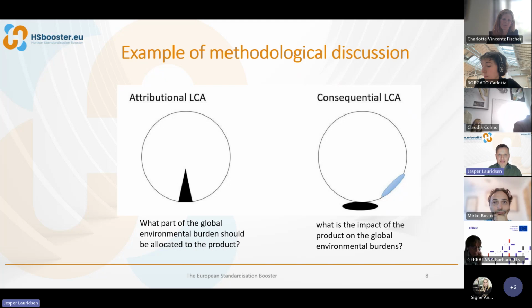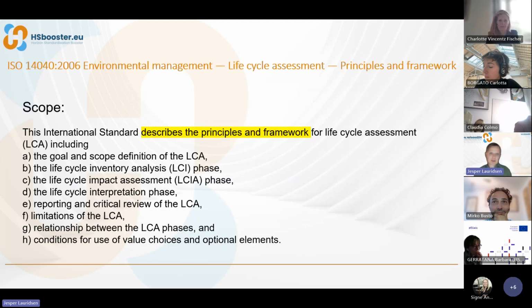I think Mirko presented much better than I can what the difference is between attributional and consequential LCA, so I will not go into that. I'll just jump over that, because I think it's better that my presentation focuses on the landscape of standardization and what is going on regarding legislation. But in the standards, if we look at 14040, we can see that it has a scope that says what is in this standard.